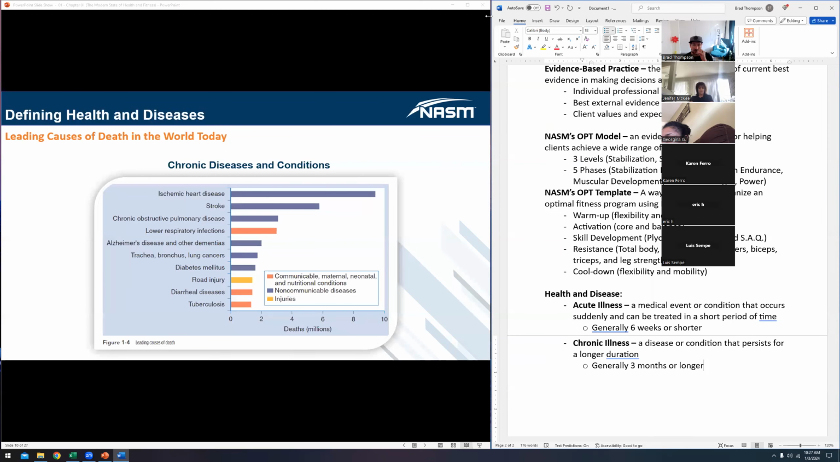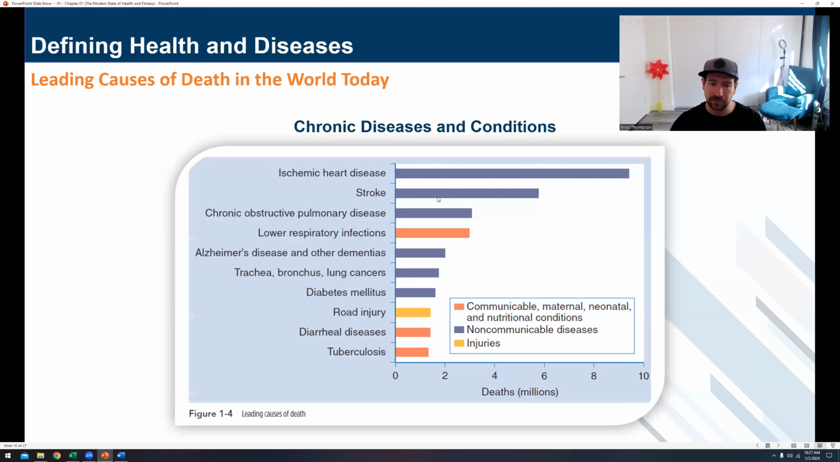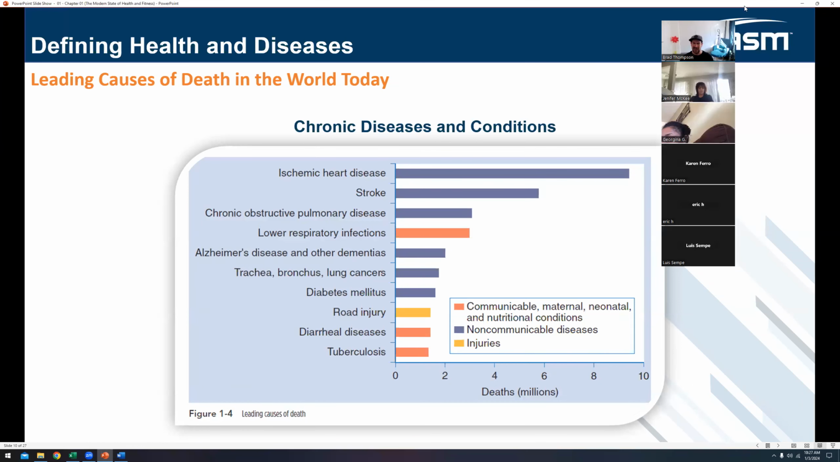So, taking a look at different chronic illnesses and diseases, this chart is a general chart. I think this is from 2019 actually, or 2018. Don't try to look this chart up right now. In the last few years, COVID is going to goof all of this up.